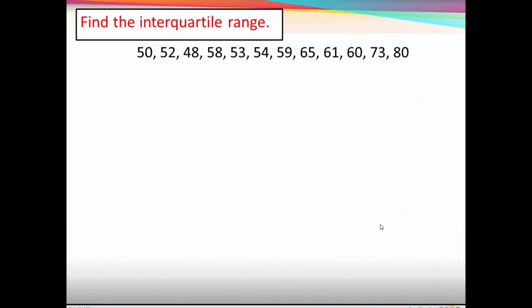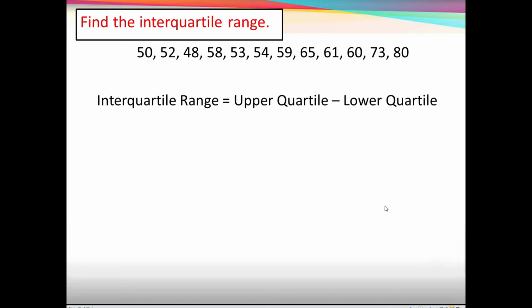Next part, let's find the interquartile range with the same set of data. Again, to find the interquartile range, we need to use the formula interquartile range equals upper quartile minus the lower quartile. We have already solved the upper quartile and the lower quartile in our previous examples.